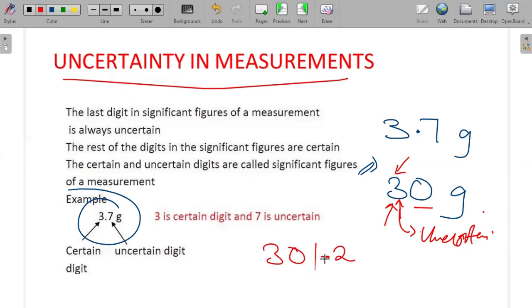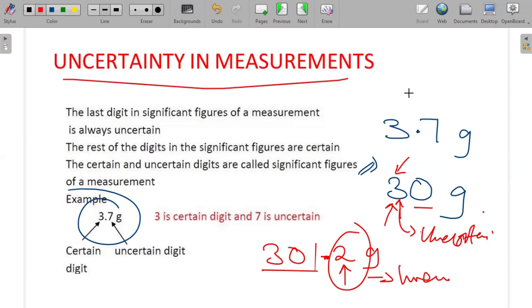30.2. So here, which one is the uncertain digit? We said the uncertain digit is the last significant figure. So the last significant figure here is this one. So we're going to call this 2 our what? Uncertain digit. And then the rest here, they're going to be certain digits.